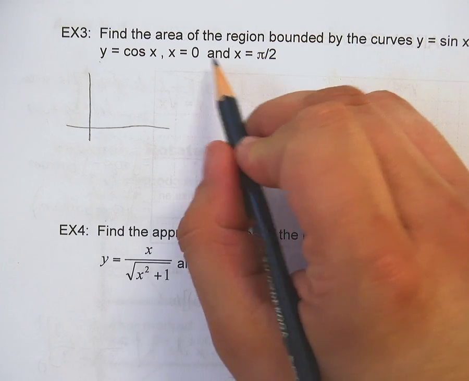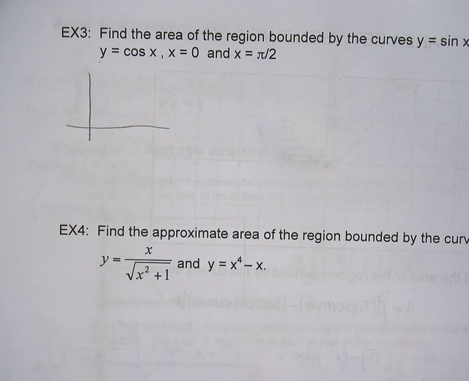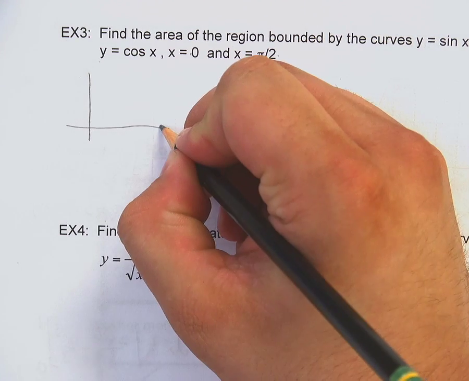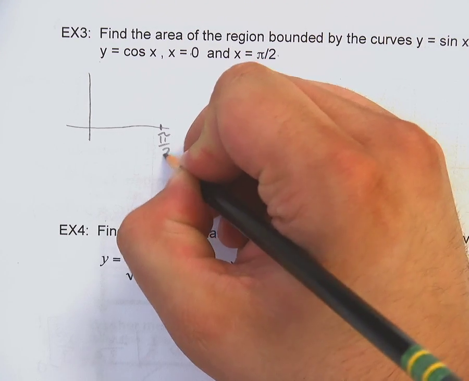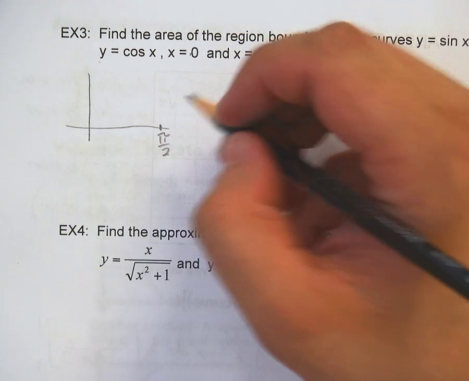I'm bounded by, obviously, the x-axis here, because that's what we're always bounded by. But we're going from 0 to pi over 2, basically. 0 to pi over 2. So here's pi over 2. All right. Now this one's actually a little bit interesting.